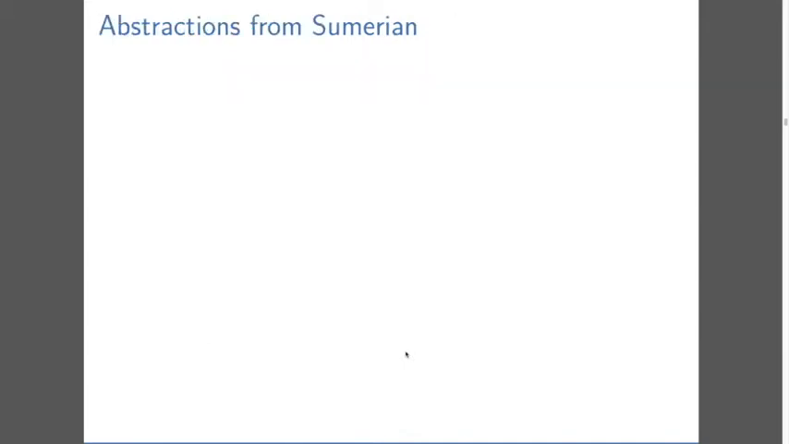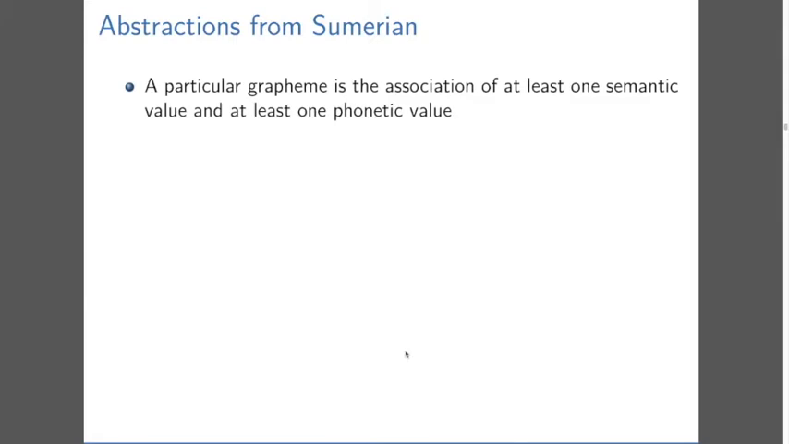Let's now develop some abstractions about how Sumerian works. So a particular grapheme is associated with at least, because often it will be more than one, at least one semantic value and one phonetic value. So using a notation that William Boltz puts forward, that's quite straightforward, you can think of the sign as kind of plus S and plus P.